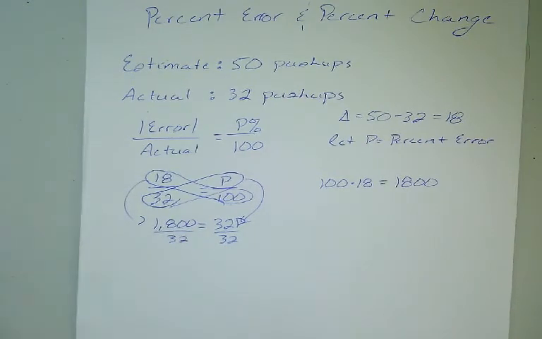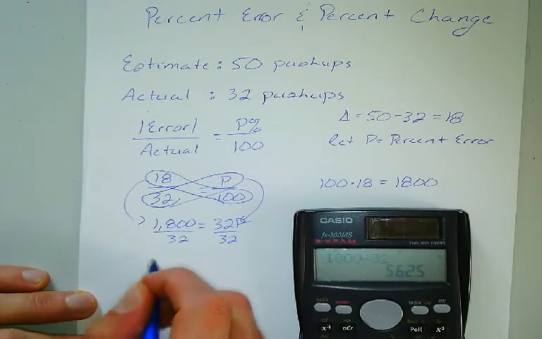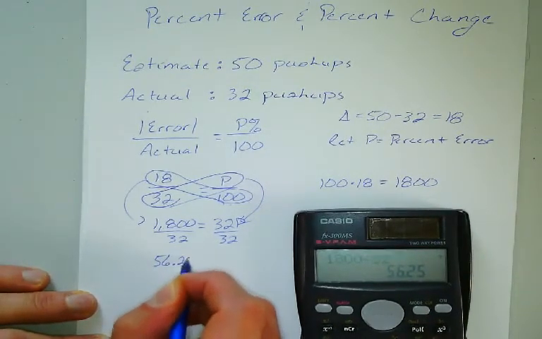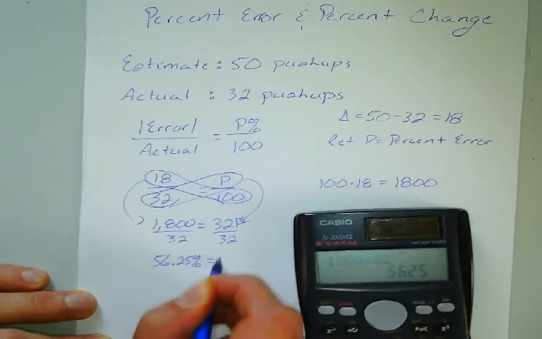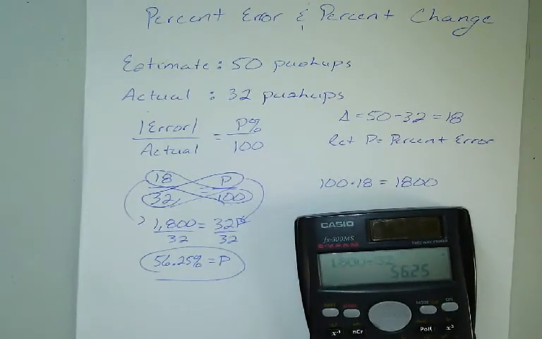Now, if you want, you can pull out your calculator. Take mine out. And we want to do 1,800 divided by 32. And that gives us 56.25. So we have 56 and 25 hundredths of a percent equals P. So Scotty was 56.25% off when he guessed that I could do 50 push-ups. So his error was 56.25% away from what I actually did.